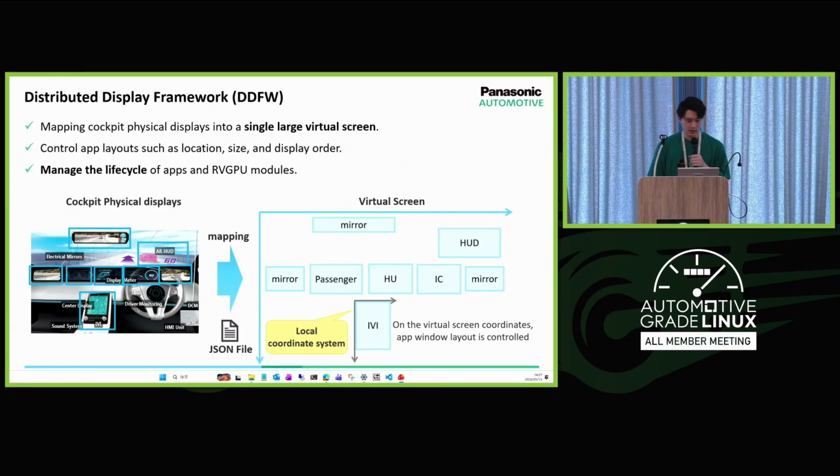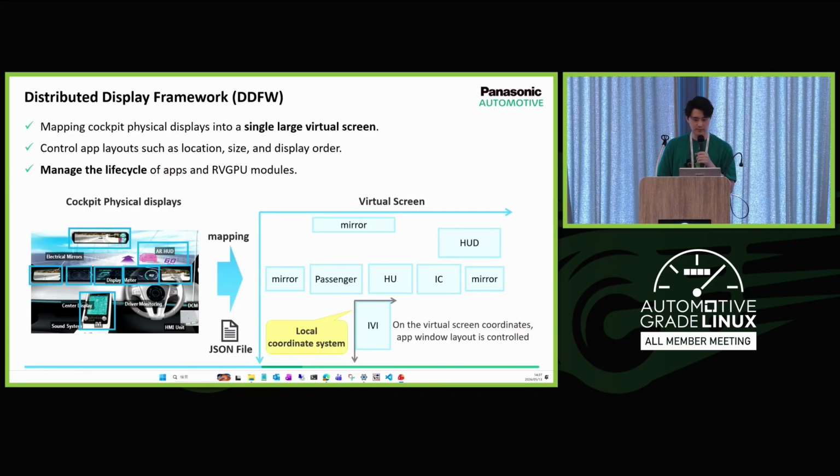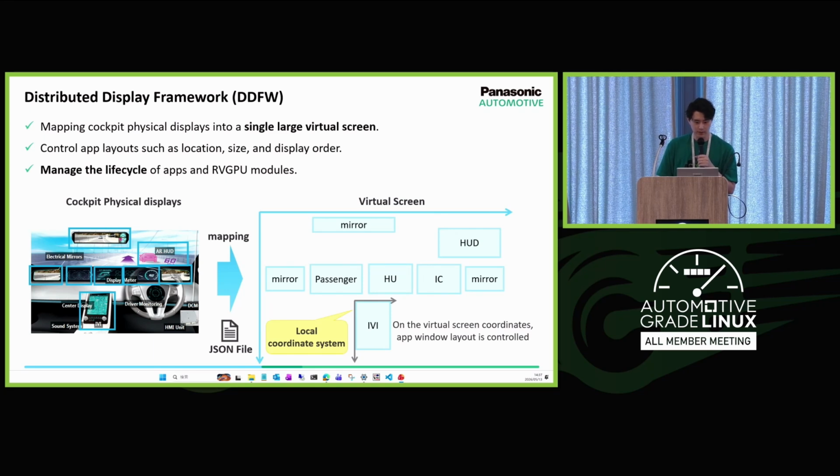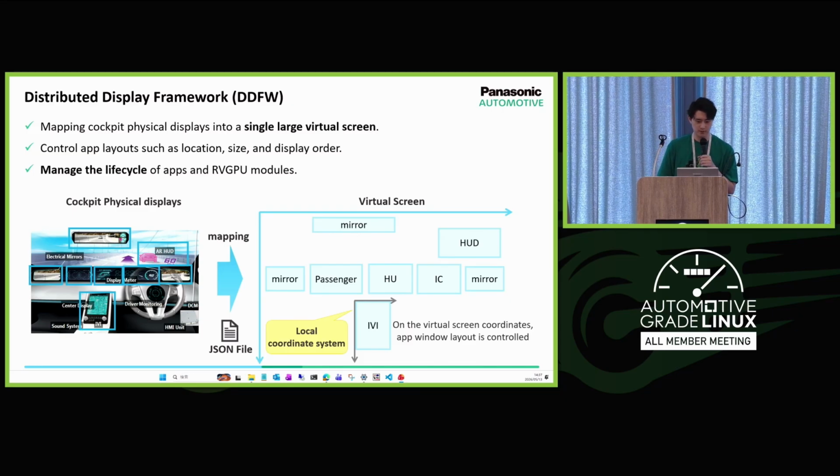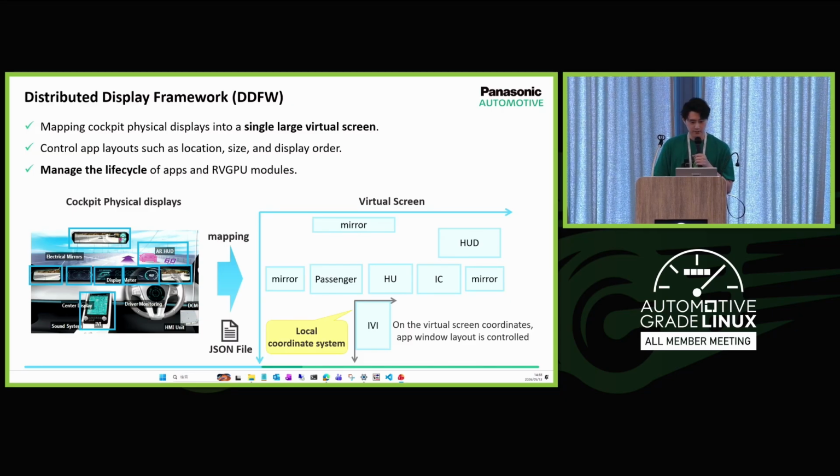So far, I've explained how layouts can be controlled at the rendering level. So next, I will introduce DDFW, which manages layouts at the system level. DDFW maps multiple physical cockpit displays into a single large virtual screen, like this figure. Applications can be placed and resized on this virtual screen, independent of the actual hardware configurations and arrangement.